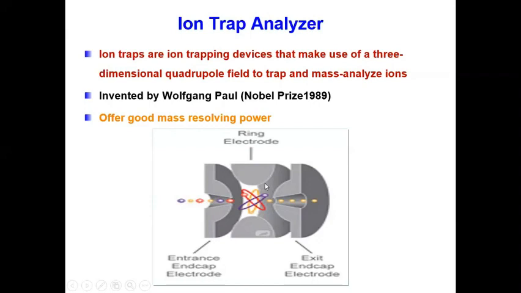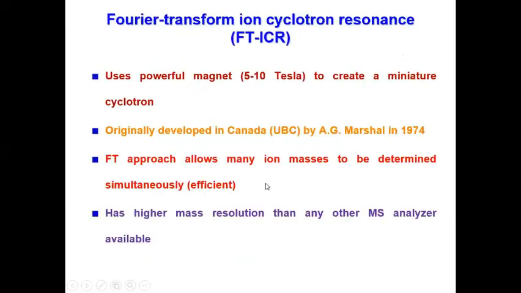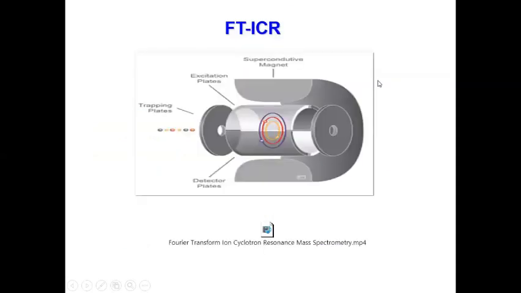So in this way, the molecular ion peak is detected in an ion trap mass analyzer. Then we have a Fourier transform ion cyclotron resonance mass analyzer. This is very accurate. If you want to get a very accurate mass peak of any molecule in a mass spectrometer, then we have to use this Fourier transform ion cyclotron resonance analyzer. But the cost of this instrument is very high.